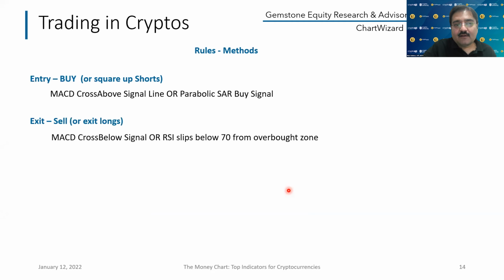We will use the dynamic combination of MACD and RSI to make an exit from the longs. When will we exit? When MACD crosses below the signal line, or RSI slips below 70 from the overbought zone.